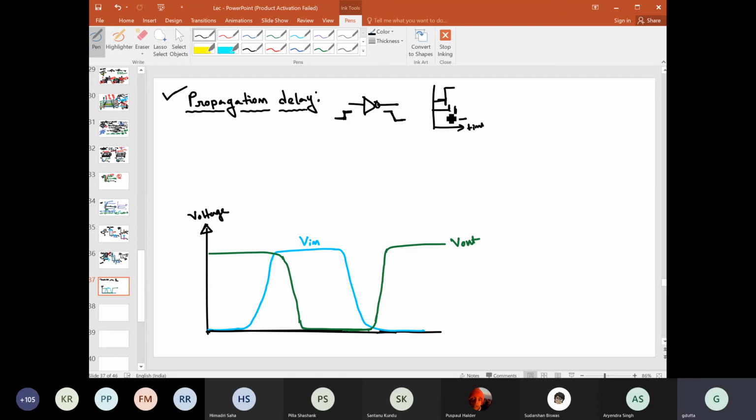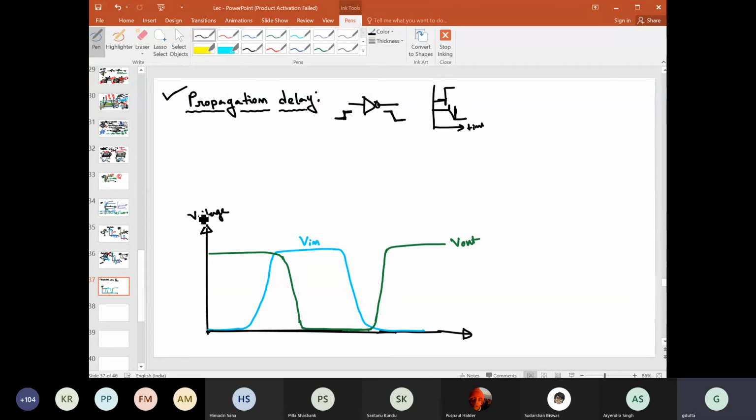Regarding the definition of this propagation delay, generally it is assumed that it is measured between the 50% of the transition points of input and output. 50% of the transition points of input and output. Let us see how. What do I mean by this input and output?